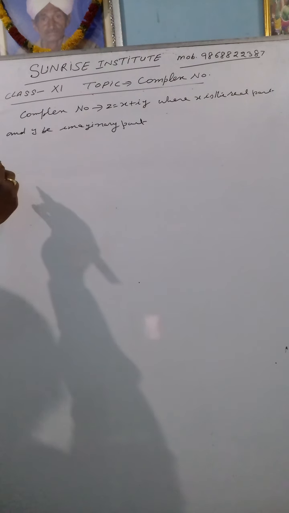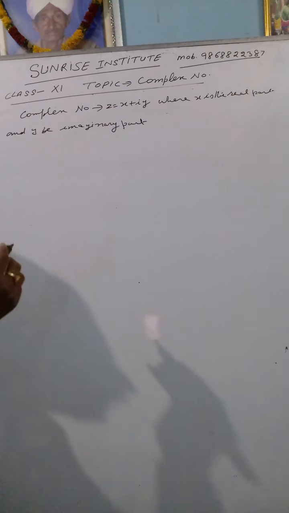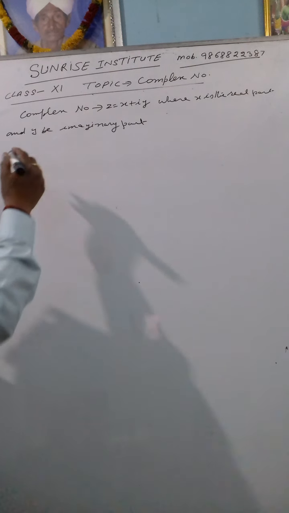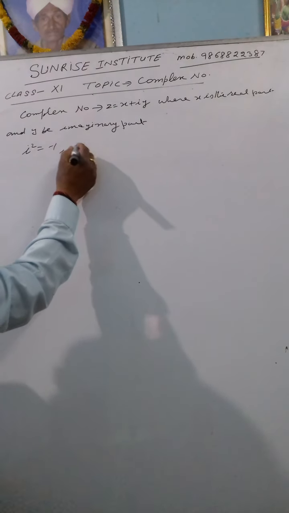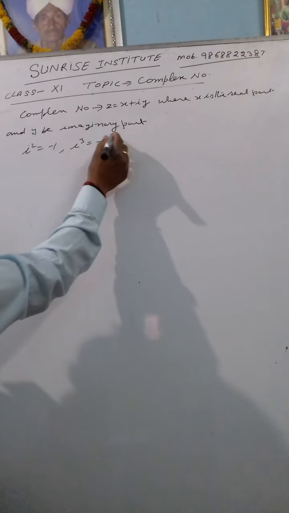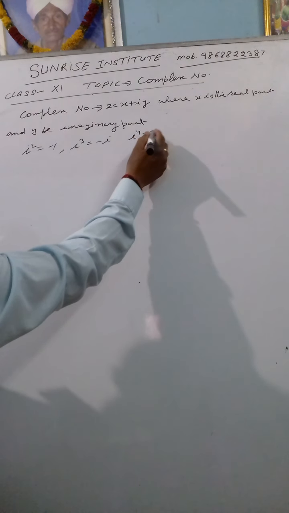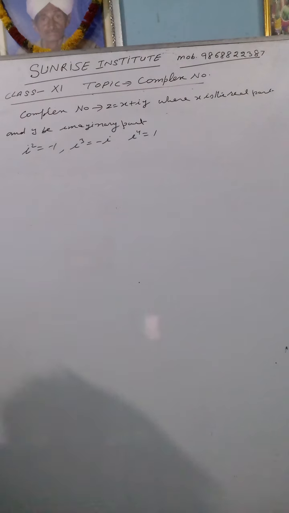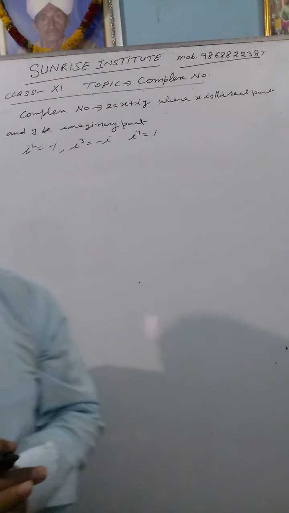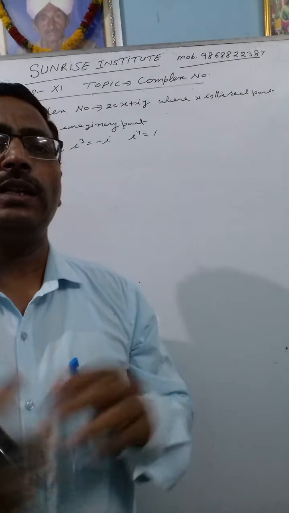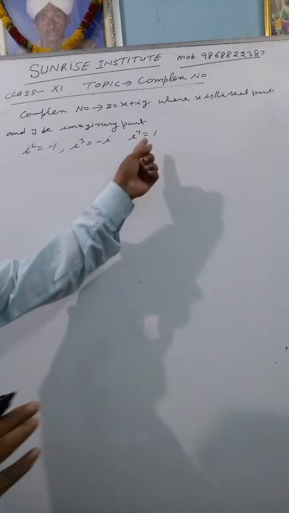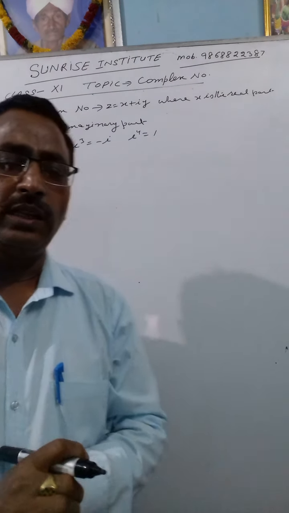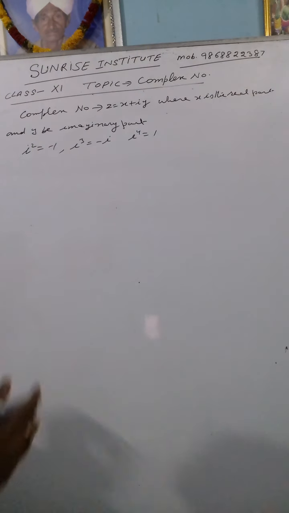The powers of iota: iota square equals minus 1, iota cube equals minus iota, and iota 4 equals 1. That is the complex form: iota square is minus 1, iota cube is minus iota, and iota 4 equals 1.